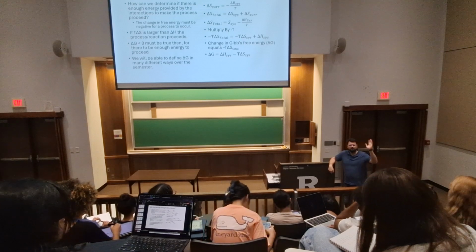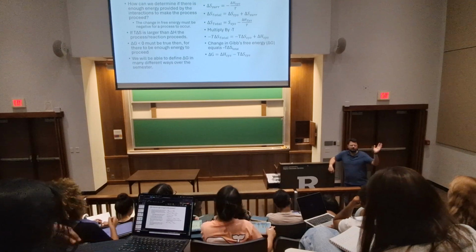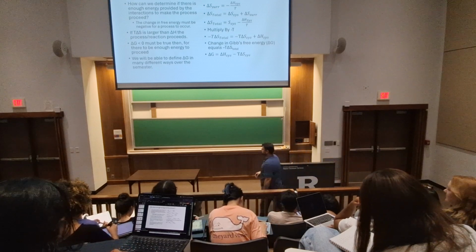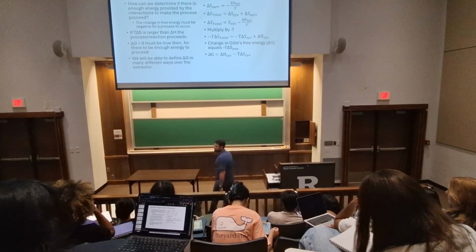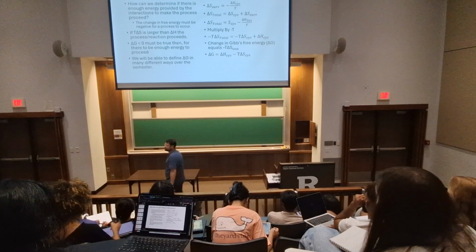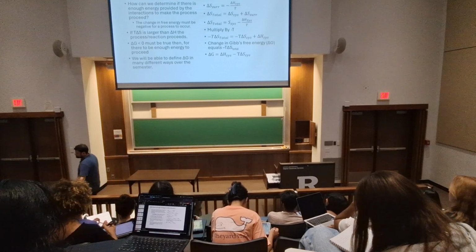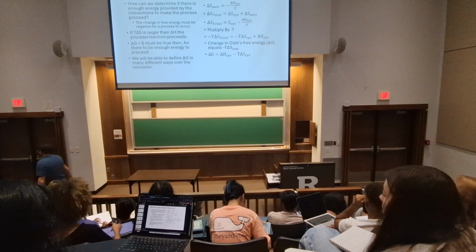Somebody shout it out. Chaos. Disorder. Chaos, disorder, randomness, right? And what always is happening in terms of randomness or entropy? Does entropy stay the same? No. Does entropy decrease? Does entropy increase?